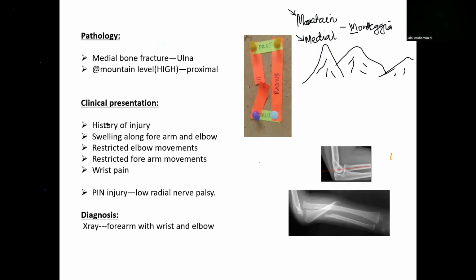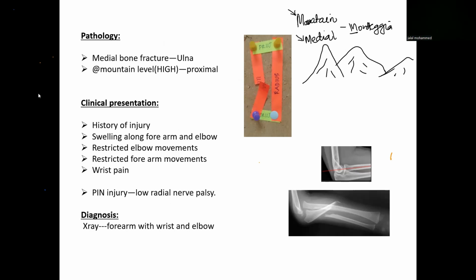So the patient will have a history of injury, swelling around the elbow and arm. There is restricted elbow movement, restricted forearm movement, and wrist pain. The common nerve to get affected is the posterior interosseous nerve, which gives low radial nerve palsy. Here, diagnosis is by X-ray.